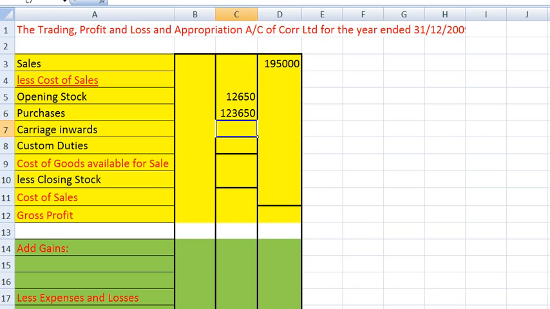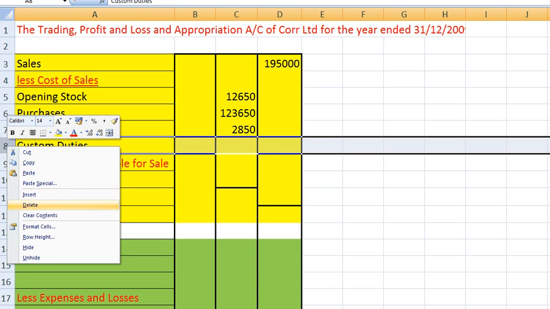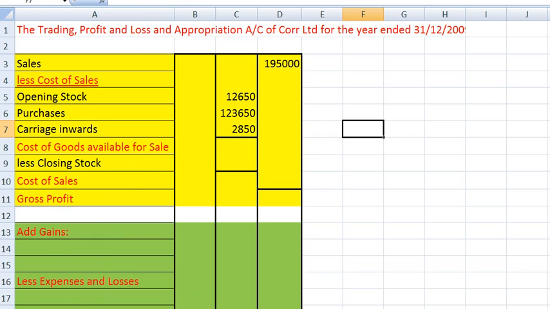Now I'm looking down through the question. I'm going to see, is there any carriage inwards in this question? And I see that there is, and in this question it is 2,850. I'm also looking to see, is there any customs duty, sometimes called import duty, on the goods? And I don't see any in this question, so it doesn't have to be included. So I'm going to add these three figures together. And when I do, I get what's called my cost of goods available for sale.